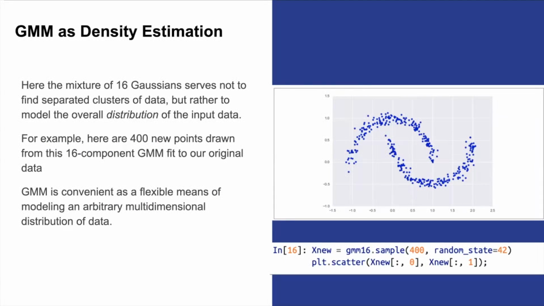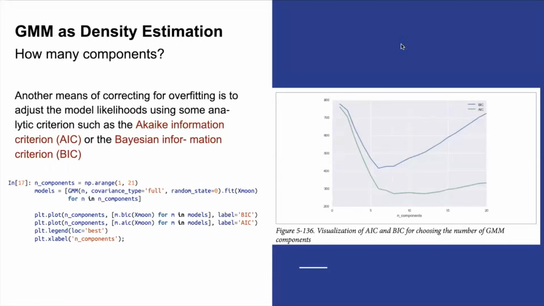Here's a mixture of 16 Gaussians, not to find separated clusters of data, but rather to model the overall distribution of the input data. This is a generative model of the distribution, meaning that the GMM gives us the recipe to generate new random data distributed similarly to our input. For example, here are 400 new points drawn from the 16-component GMM fit to our original data. GMM is convenient as a flexible means of modeling arbitrary multidimensional distributions of data.